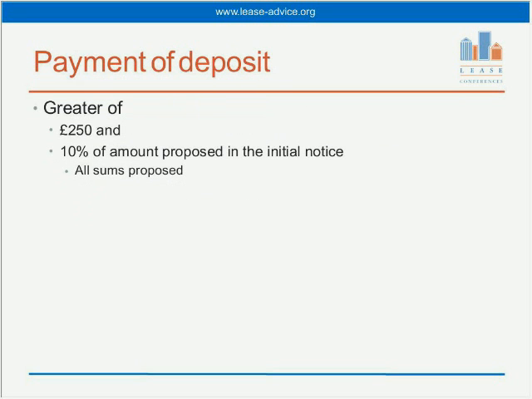What is the amount of the deposit? Well, it's the greater of £250 and 10% of the amount proposed in the initial notice, and that's of all sums proposed, including those payable to the head landlord. That could be a sizable sum if it's prime central London and there's not a great deal of residue left on the lease. So for that reason, the leaseholder should be advised well in advance, well before the Section 42 notice is served, that they may have to pay quite a substantial sum as a deposit.